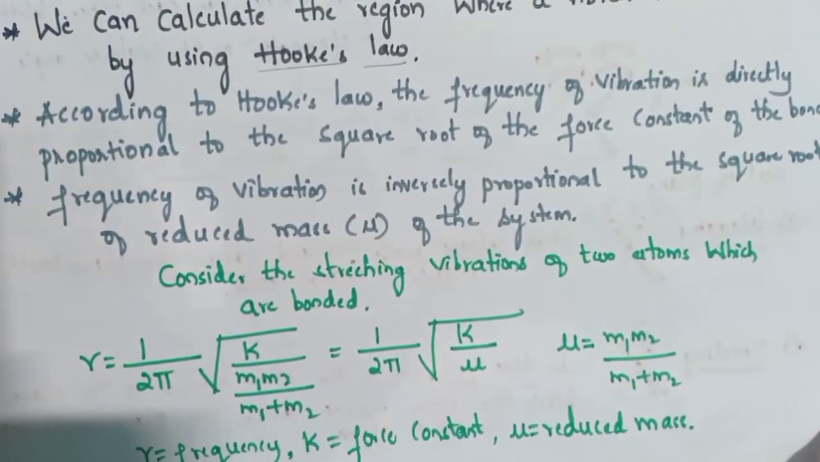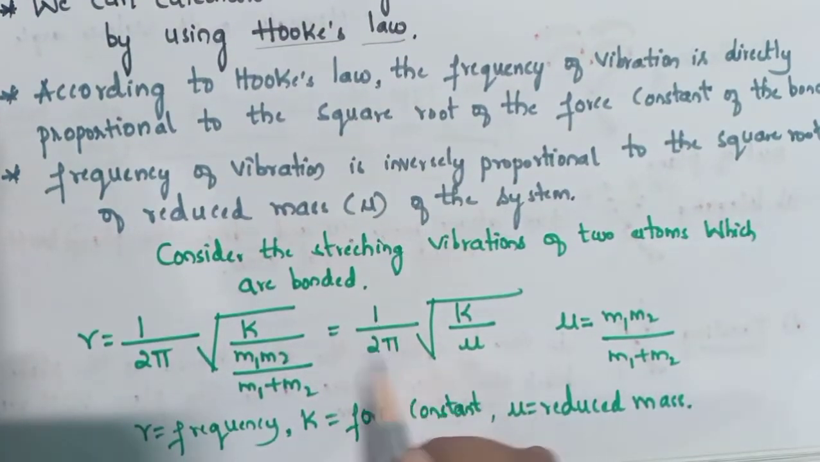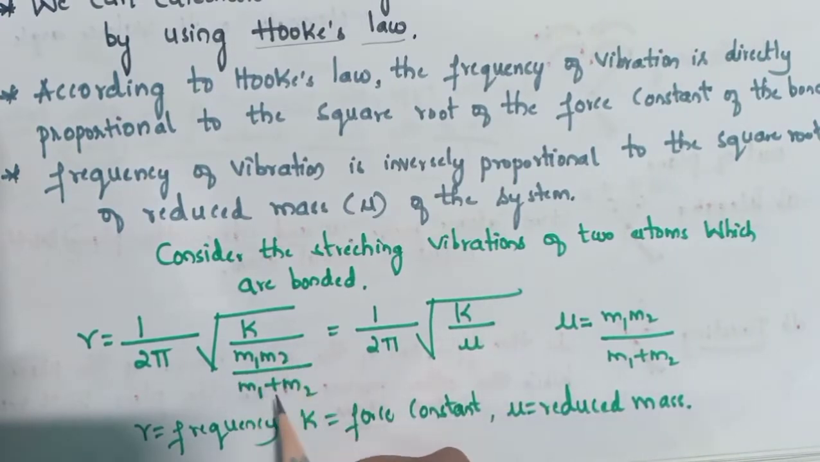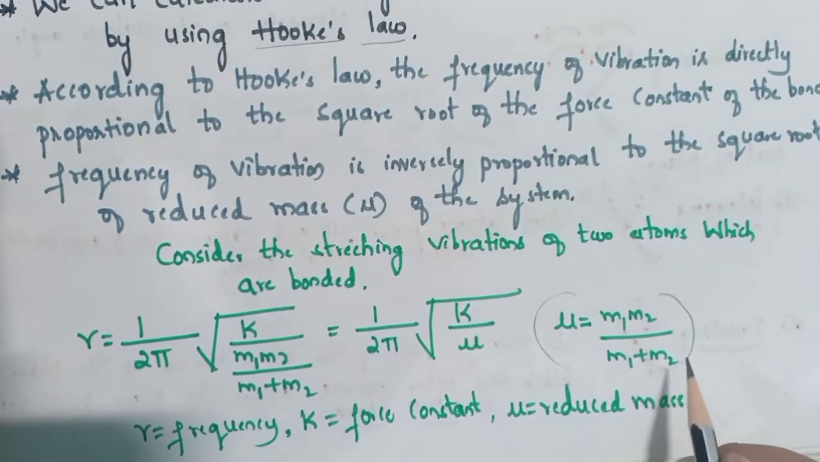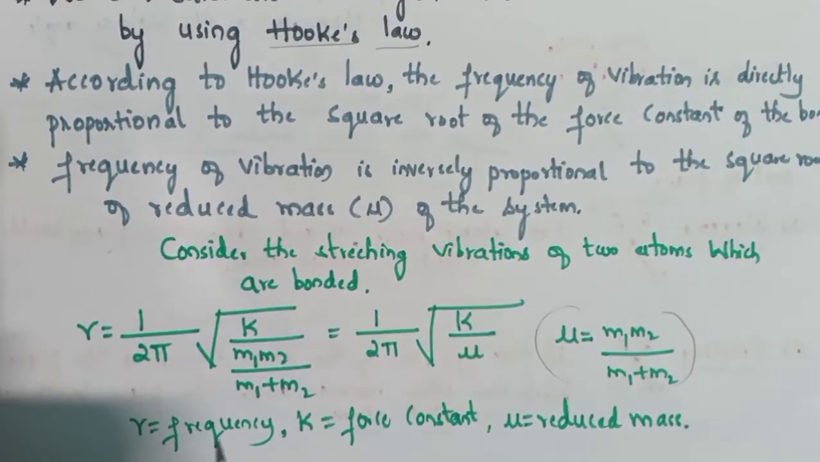It is given by nu is equal to 1 by 2 pi root of k divided by the reduced mass, that is m1 m2 divided by m1 plus m2. We can also write it as 1 by 2 pi root of k by mu, where mu is the reduced mass. Here nu is the frequency, k is the force constant, and mu is the reduced mass.